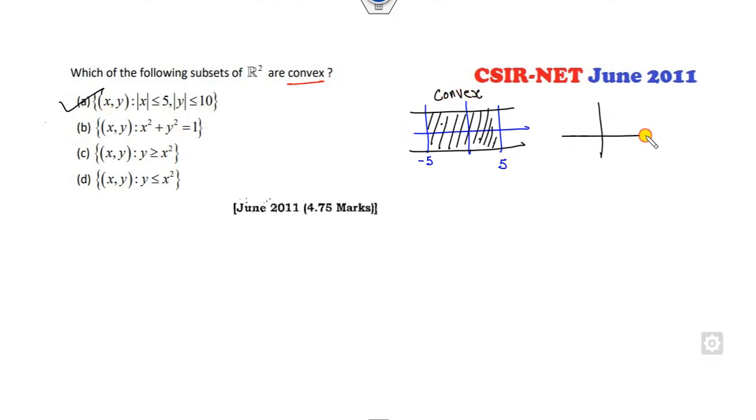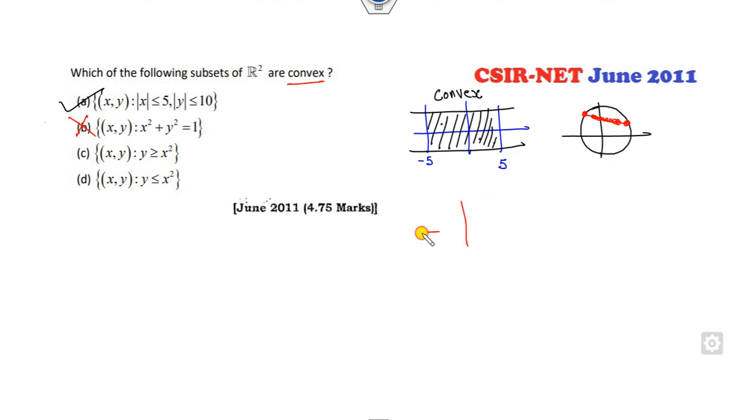X square plus y square is equal to 1. So that means only the boundary points. Fine. Is it convex? No. If I take 2 points on this and join them, the points do not belong to this one. So this option is cancelled.